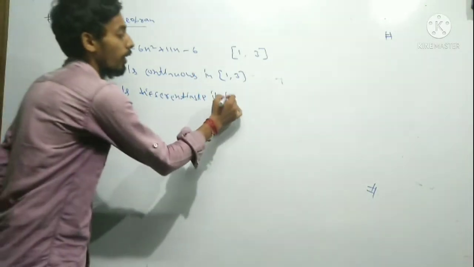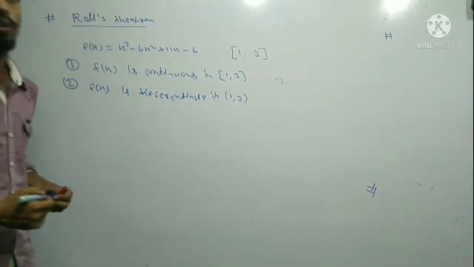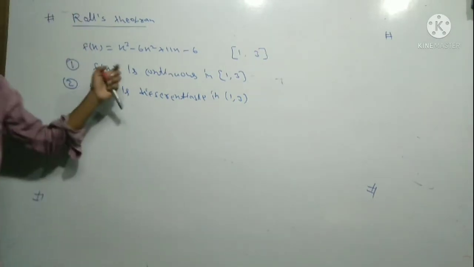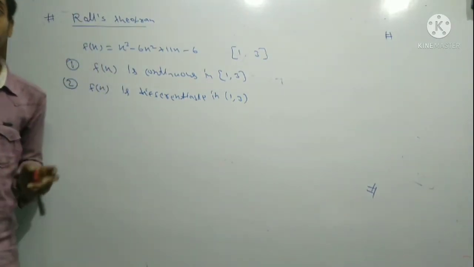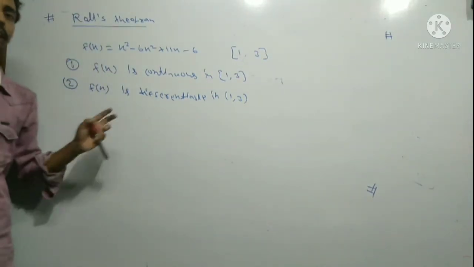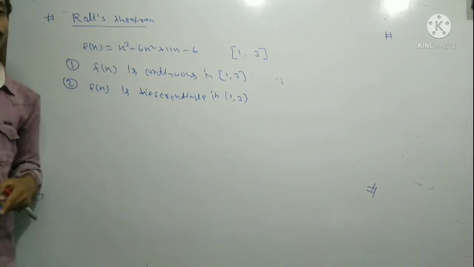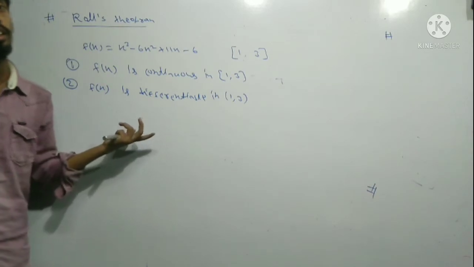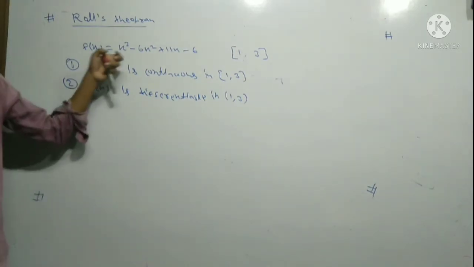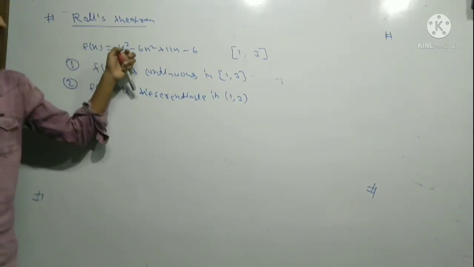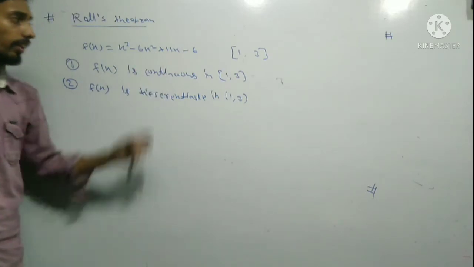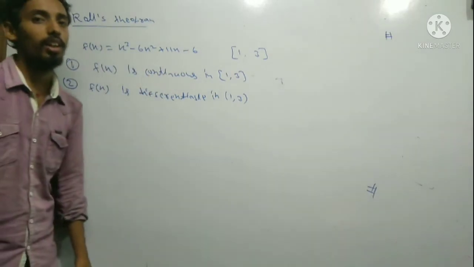In the open interval (1, 3), why is it differentiable? Because it is a polynomial function. We know that every polynomial function has no break in its curve. So if it is not broken, then it is a continuous function. So we know that a polynomial function is both a continuous function and a differentiable function.